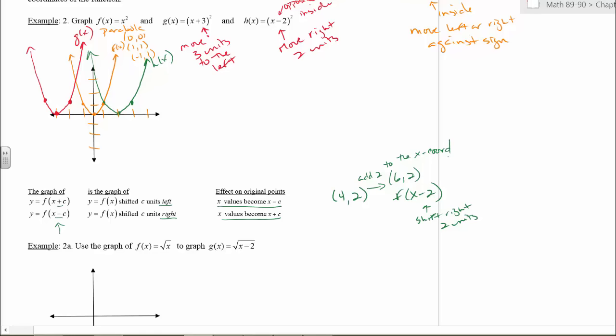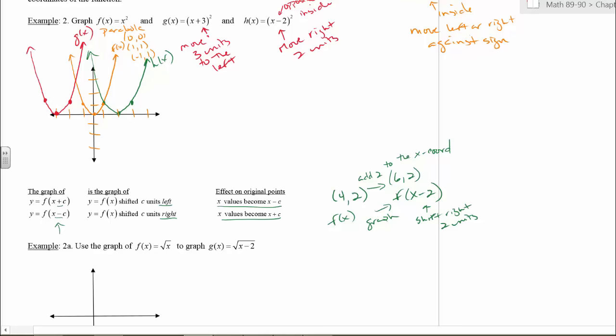I know it's a little bit different, but remember, this is a graph. This is not you plugging in points. This is just saying take the original f of x and shift it by subtracting 2 on the inside.